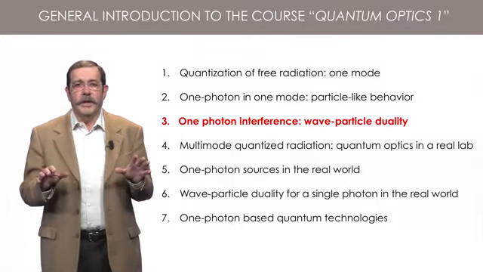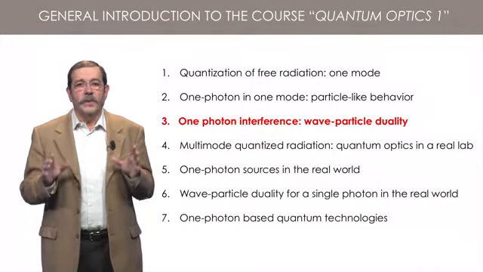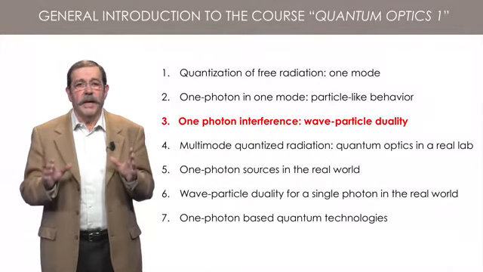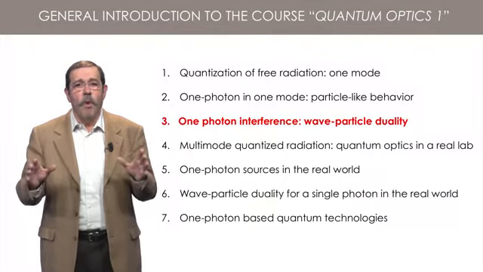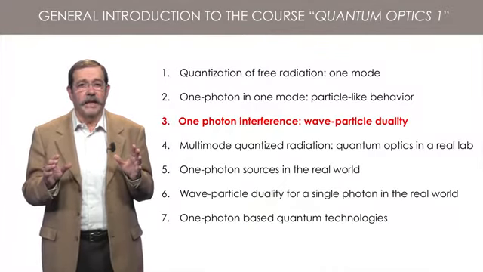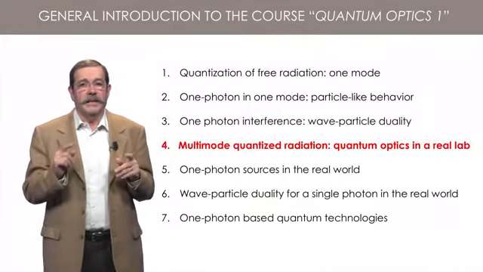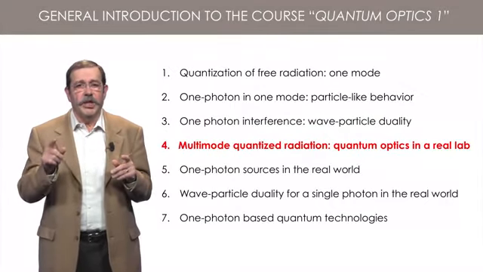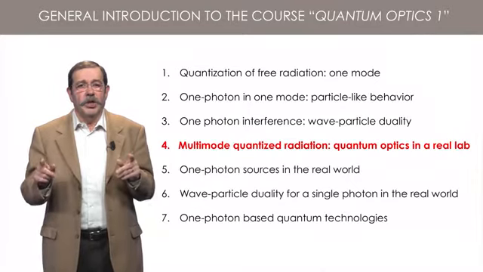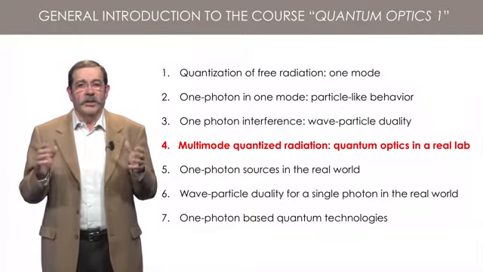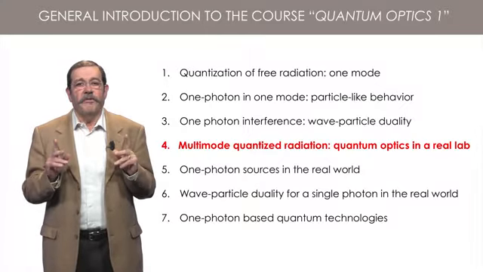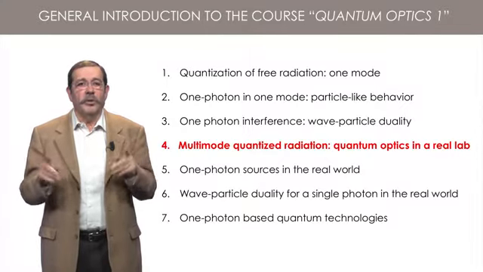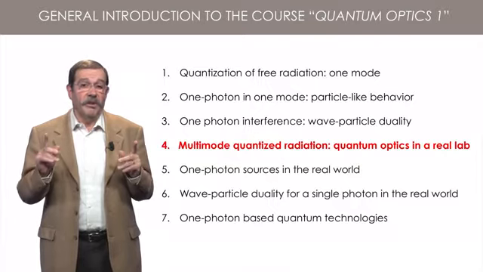In a real laboratory, one always deals with radiation that can be described only using several modes of the electromagnetic field. In the fourth lesson, you will learn about quantization of multimode radiation and about the generalization of the notion of photon and of photodetection signals. You will also find why the question of vacuum fluctuations is far from trivial.